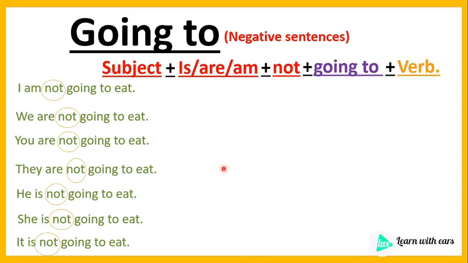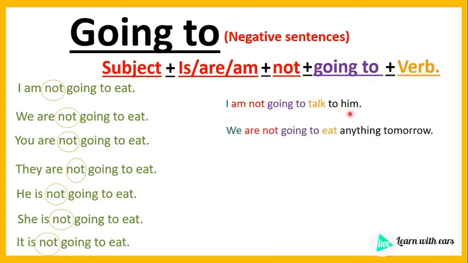Now let's see some more sentences. I am not going to talk to him. I is a subject, with I we use am, and then not going to, then the verb, after that additional information. We are not going to eat anything tomorrow. So with we we use are, then not, and after that going to, verb, right?